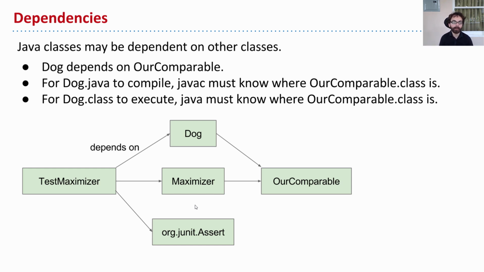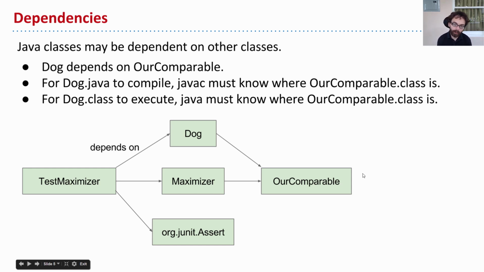So what that means from the perspective of the compiler and the interpreter, if we want to actually compile, say, Dog.java, it's very important that our compiler know where its dependencies are, because that way the compiler can actually check and make sure we're obeying type rules and so forth. And just like the compiler, the interpreter needs to know the same. In order for Dog.class to run, well, we need our Comparable. We have to know where that is so that we can execute anything that might be inside of our Comparable.